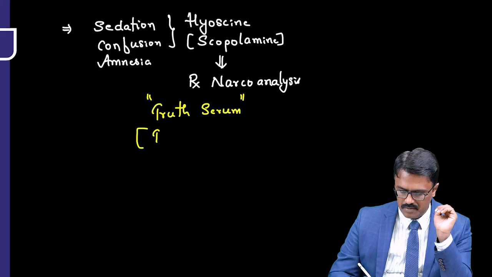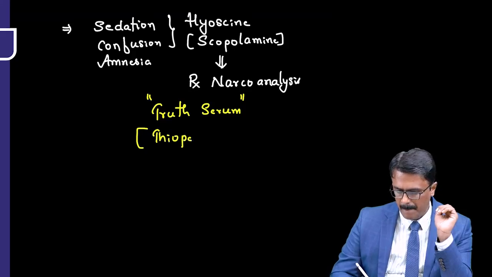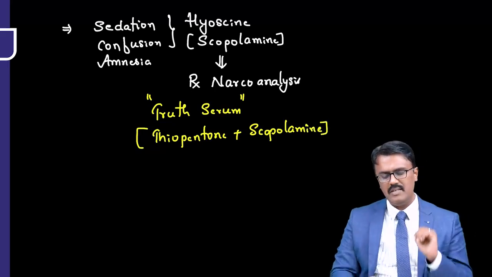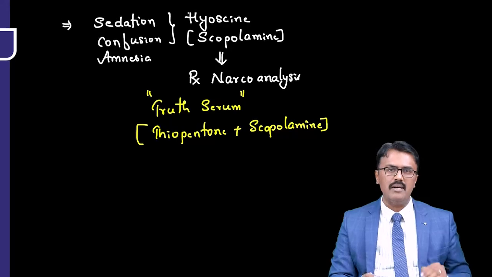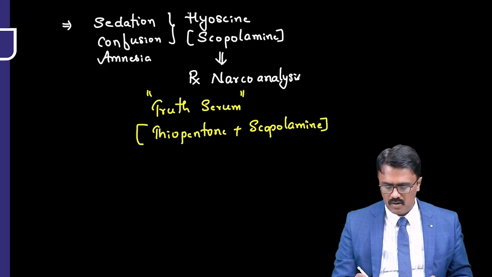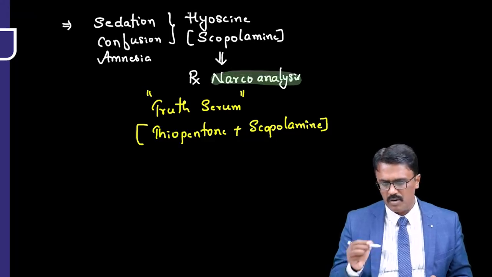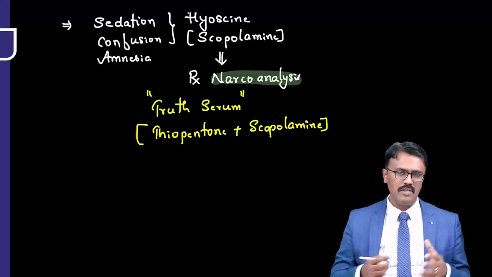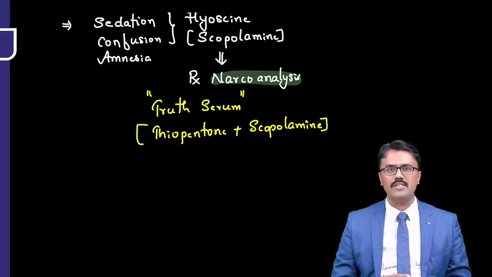It mainly consists of thiopentone plus scopolamine. The point here is, when the person is sedated, confused and amnestic, he tends to tell the truth. So this is about narcoanalysis. What we use is hyoscine and thiopentone, and this is a correlation with your forensic medicine and pharmacology.